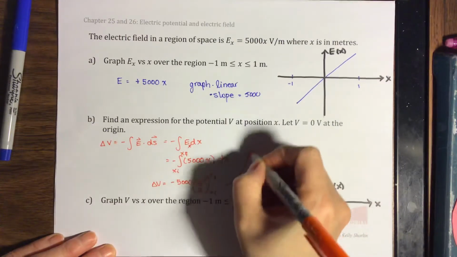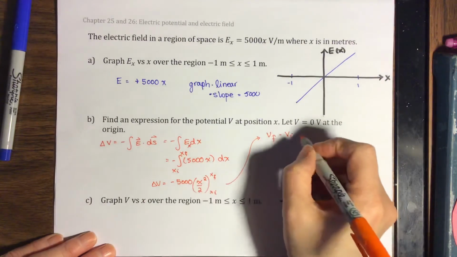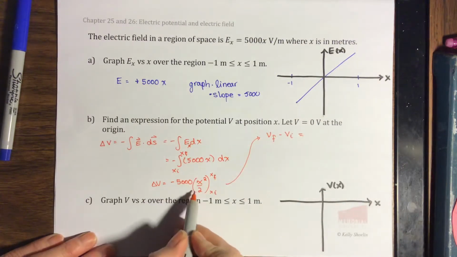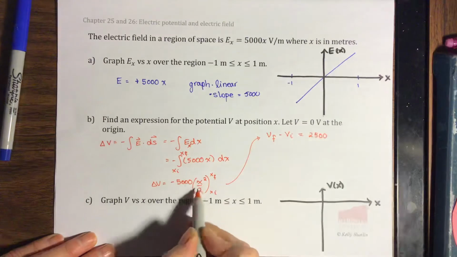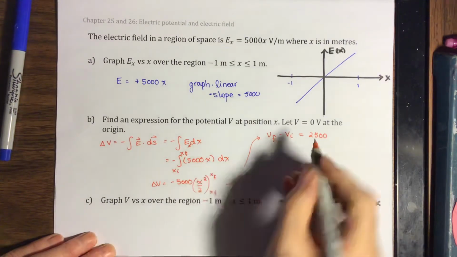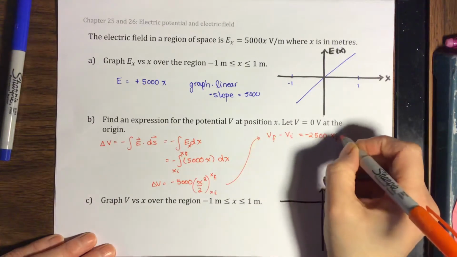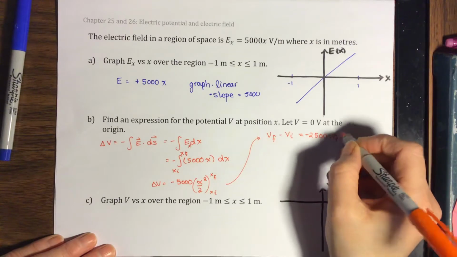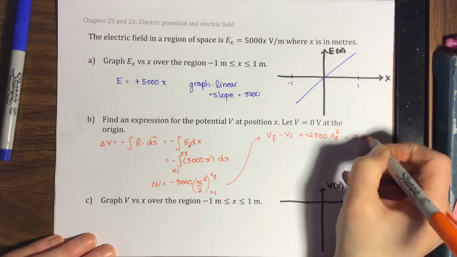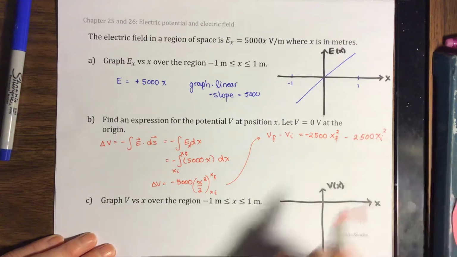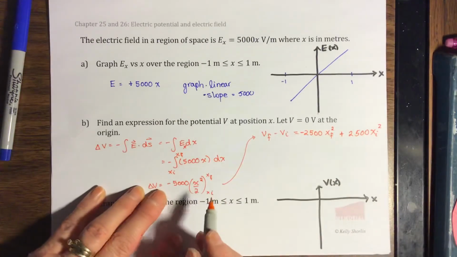So delta V is V final minus V initial, because that's what a delta function is, equals minus 5,000 divided by 2, and that's 2,500, times x squared. Now hang on, I don't want to drop my minus sign. That's going to be times x final squared, take away 2,500 x initial squared. And since we subtract this term, when we subtract our negative, we get a positive.